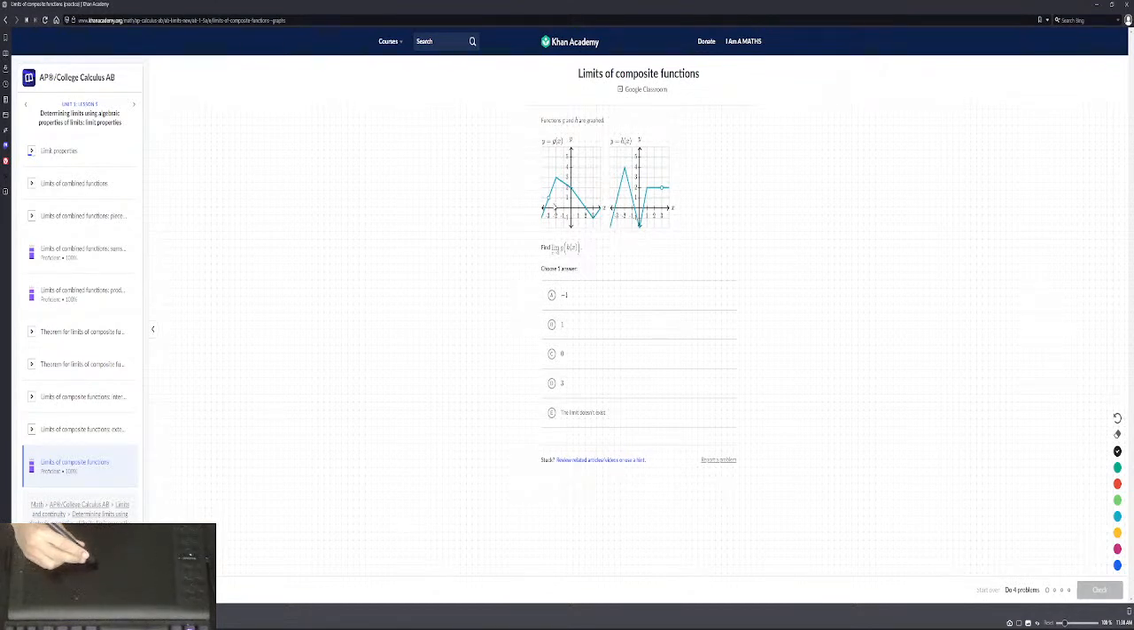The limit as x approaches 3, we start with PEMDAS, the function inside of parentheses. We define that first, and then we define that value for the outer function. So it's 2. So it would be Q of 2, and you just find 2 here.